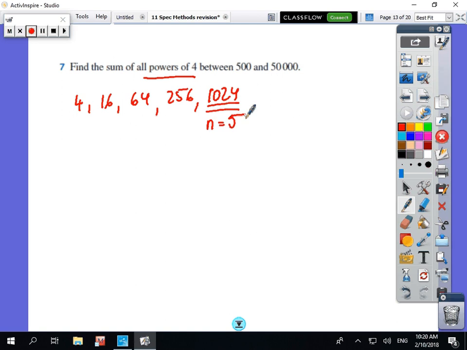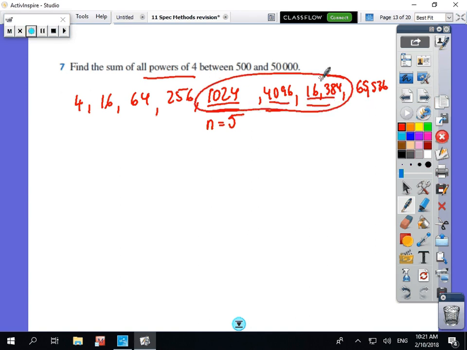So we just keep the pattern going, a little bit easier. 1024 times 4 is 4096, multiplied by 4 is 16,384, times 4 equals 65,536. So we've gone too far. So find the sum. So just add the numbers up. Just go old-fashioned maths and just add those numbers up and you're done, rather than using a complicated formula. Okay, moving across.